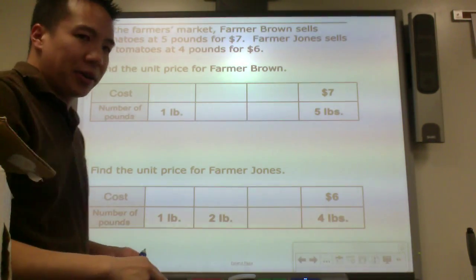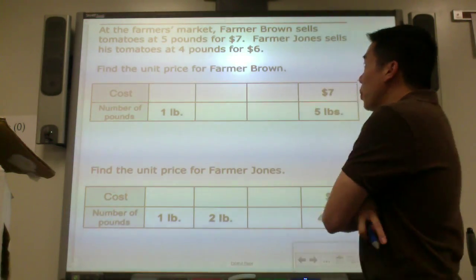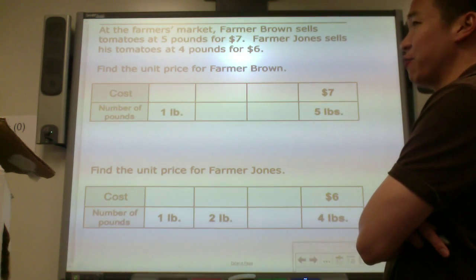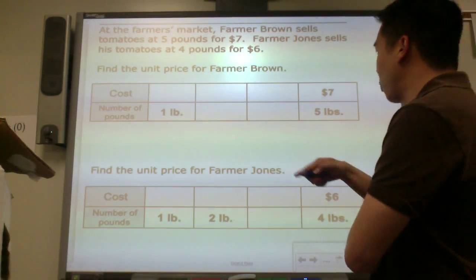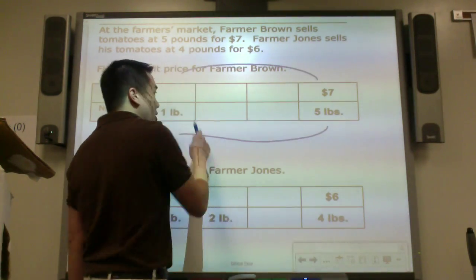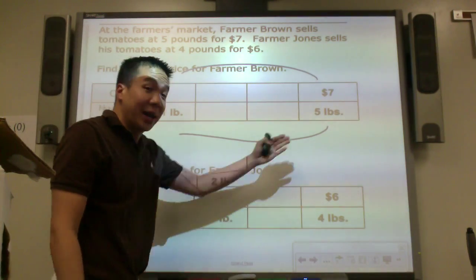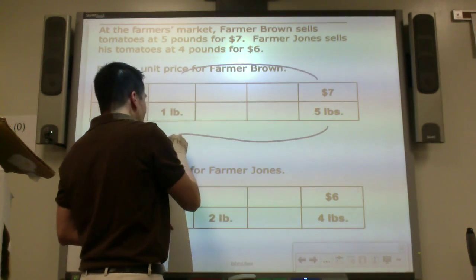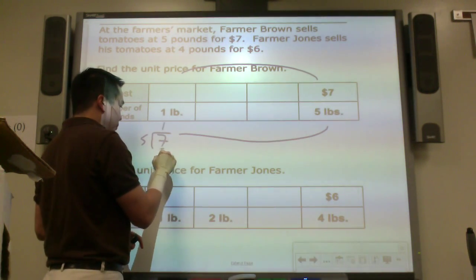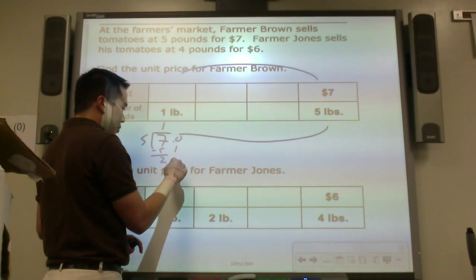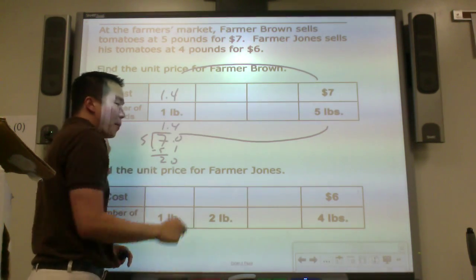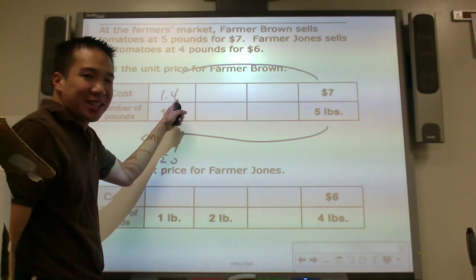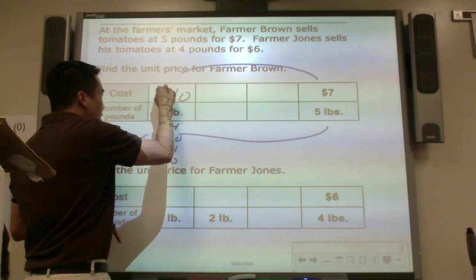So the last thing we're going to talk about is more with unit costs. At the farmer market, Farmer Brown sells tomatoes at 5 pounds for $7. Farmer Jones sells his tomatoes at 4 pounds for $6. Find a unit price for Farmer Brown. So if you buy 5 pounds, $7 for 5 pounds. If I break it down by dividing by 5, what's $7 divided by 5? I got to get rid of this remainder. Add a 0. That's 1.4. But in money amount, you don't say I spent $1 for 1.4. This is 4 tenths, or $1.40 per pound.